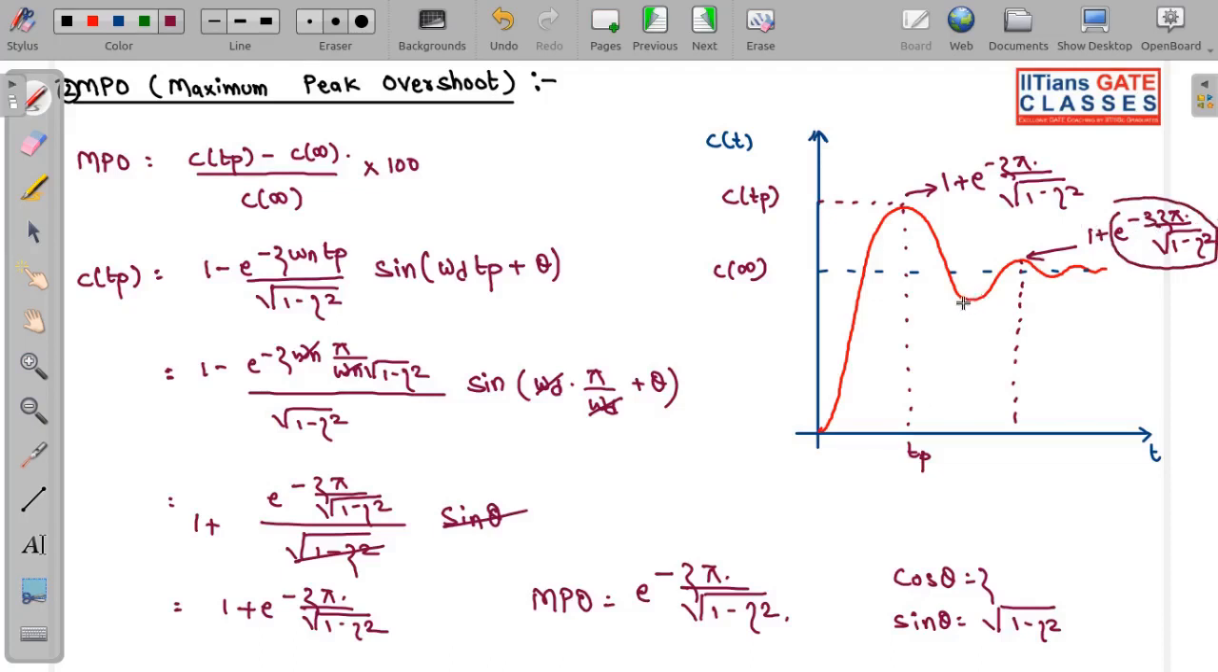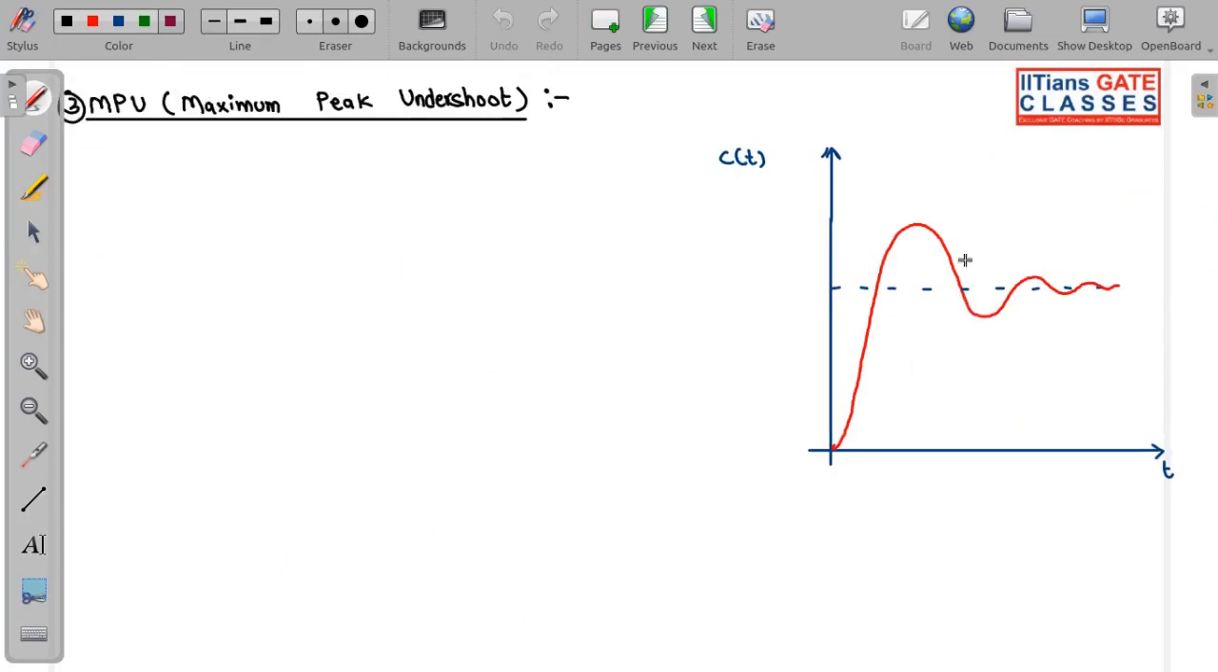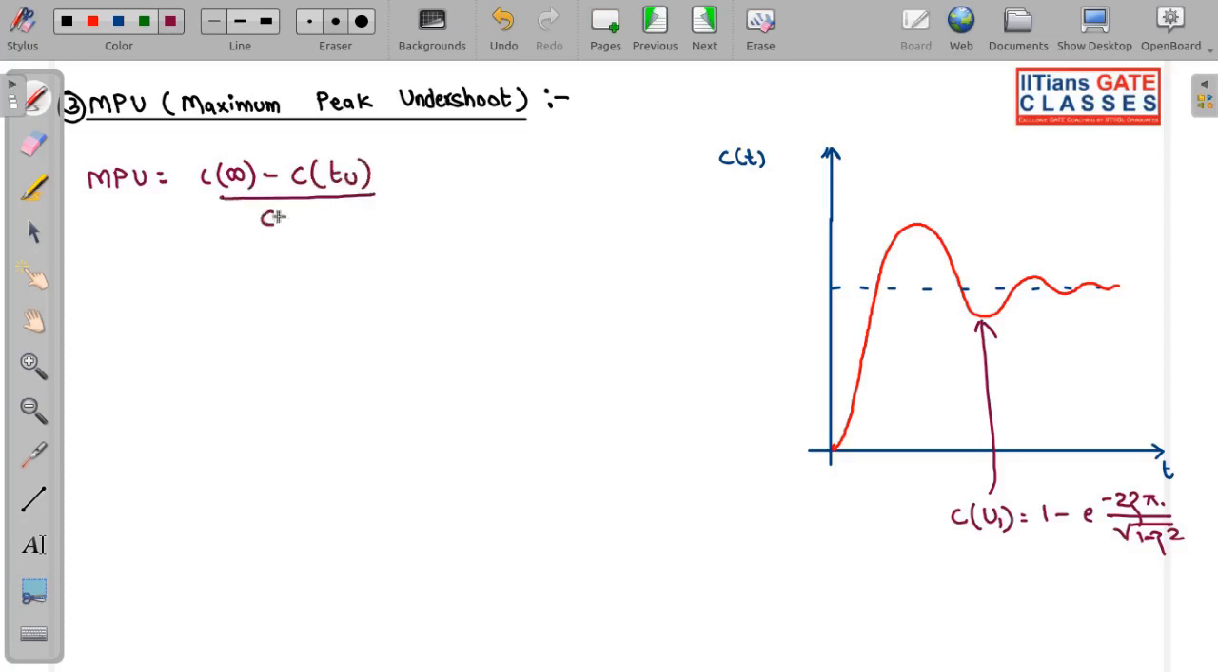So for undershoot, what will happen? For the first undershoot, C undershoot 1 will be 1 minus e to the power minus 2 zeta pi divided by under root of 1 minus zeta square. And your formula for maximum peak undershoot, because this value has to be positive, will be written as C infinite minus C(Tu) divided by C infinite.